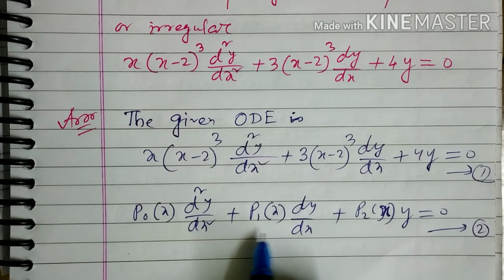Now we write px. What is px? p1 by p naught x. What is p1x? Already you know. Substitute here 3(x minus 2) whole to the power cube. What is p naught x? x into (x minus 2) whole to the power cube. After simplification, what is left? 3 by x. What is qx? qx is equal to p2x by p naught x. What is p2x? p2x is 4, and p naught x is x into (x minus 2) whole to the power cube.